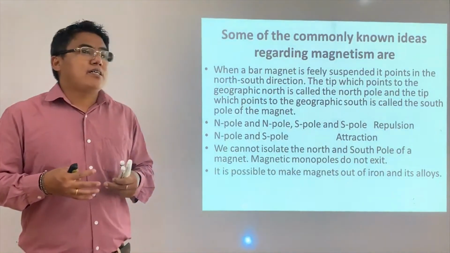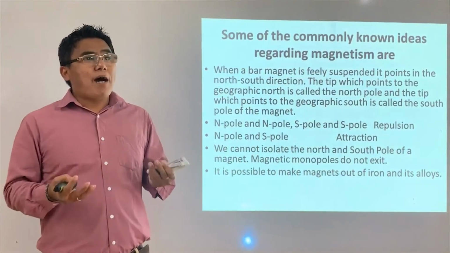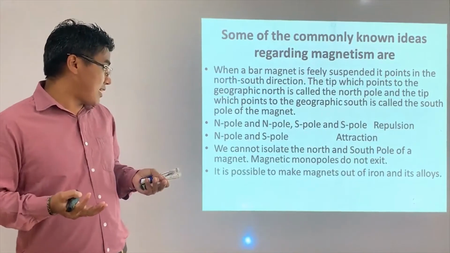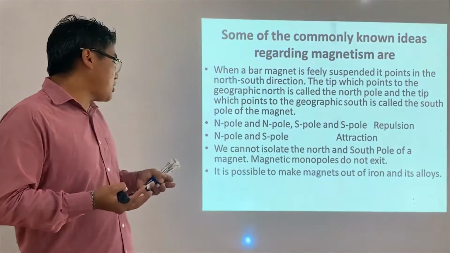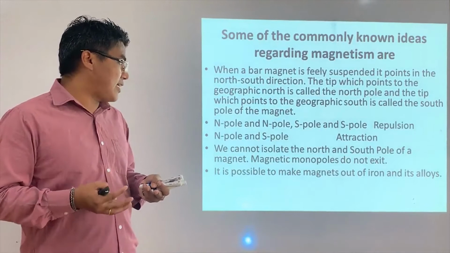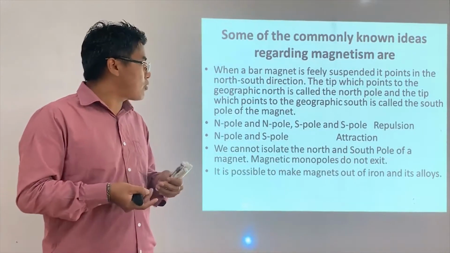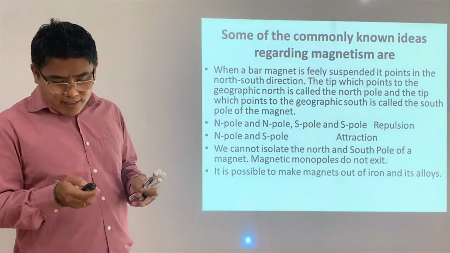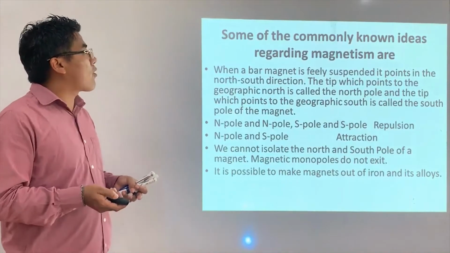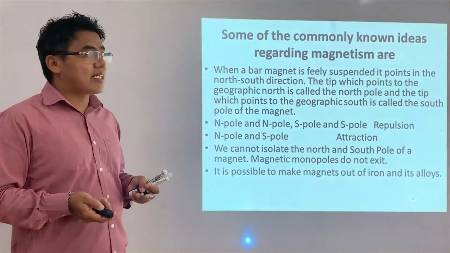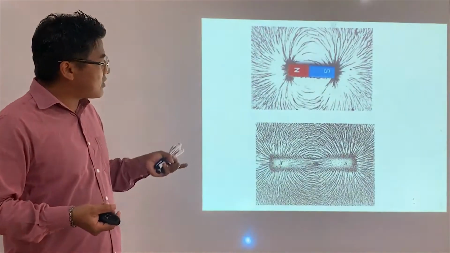The bar magnet is one such example. It is possible to make a magnet out of iron and its alloys. So these are some very important and commonly known ideas regarding magnetism.